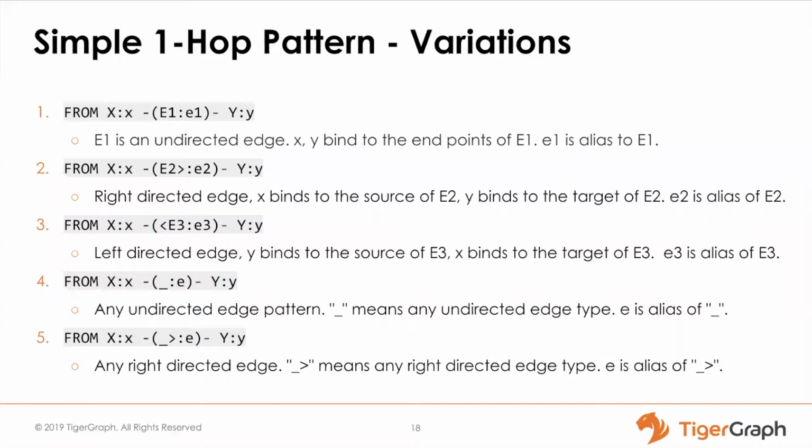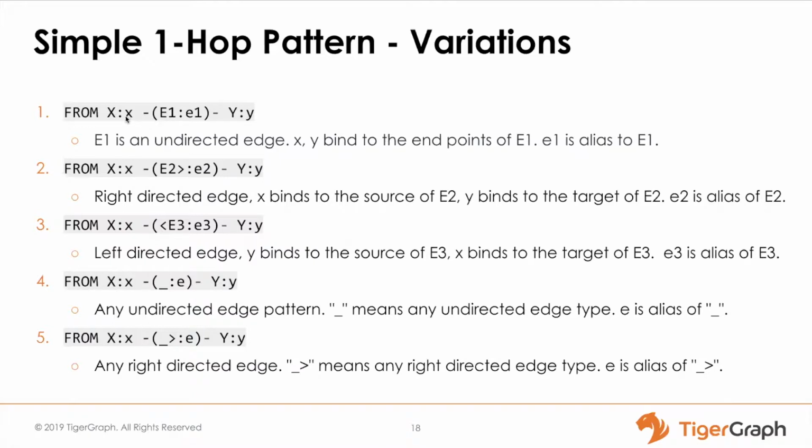So here are more variations of the one-hop pattern. Most of the pattern, actually all of the pattern, is specified in the from clause. So I omit the select, where, and accum clauses for the elaboration now. For the from clause, if it's an undirected edge, I can start from X, go through E1, and then reach Y. And E1 is undirected, so there's no decoration for E1.